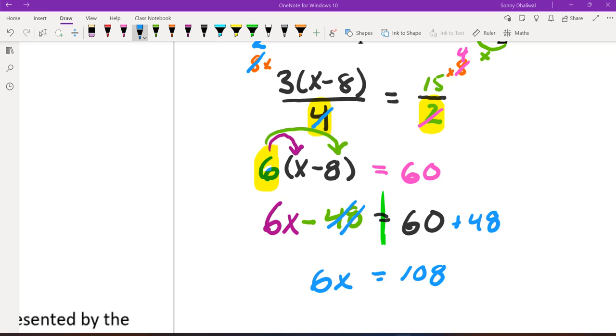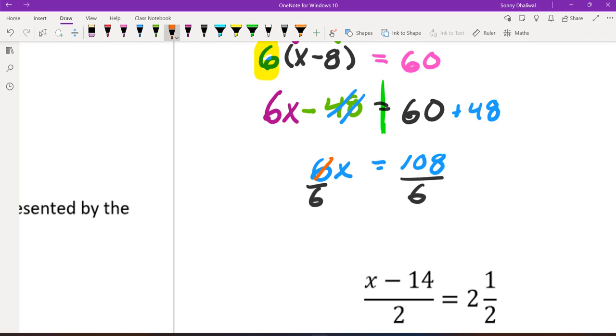Now, we need to get rid of that 6. What do we do? Divide. Divide by 6. Okay? The 6's cancel out. And 108 divided by 6 is a nice round number. 18. Thank you. And that's it.